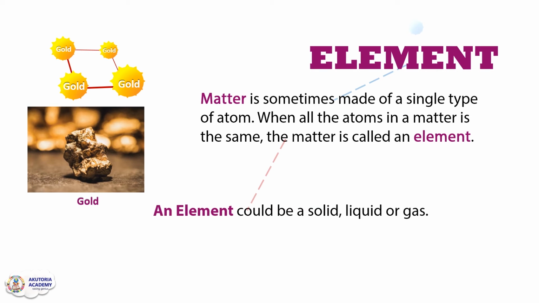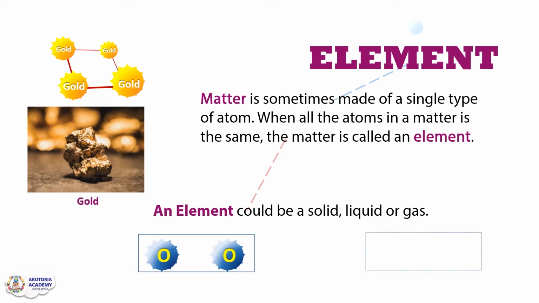An element could be a solid, a liquid, or a gas. An example of a gaseous element is oxygen gas. Oxygen gas has two oxygen atoms coming together to form an element. And in the case of hydrogen gas, we have two hydrogen atoms coming together to form hydrogen gas, and we can say hydrogen element. So an element could be solid, it could be liquid, or it could be a gas.